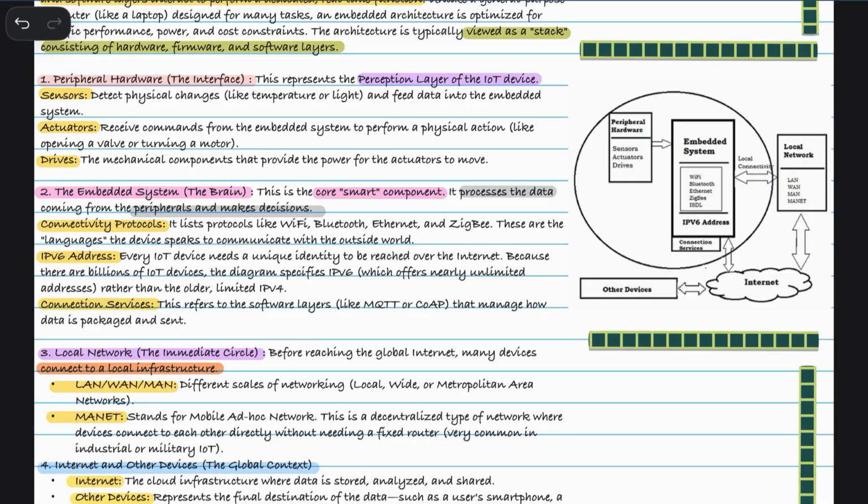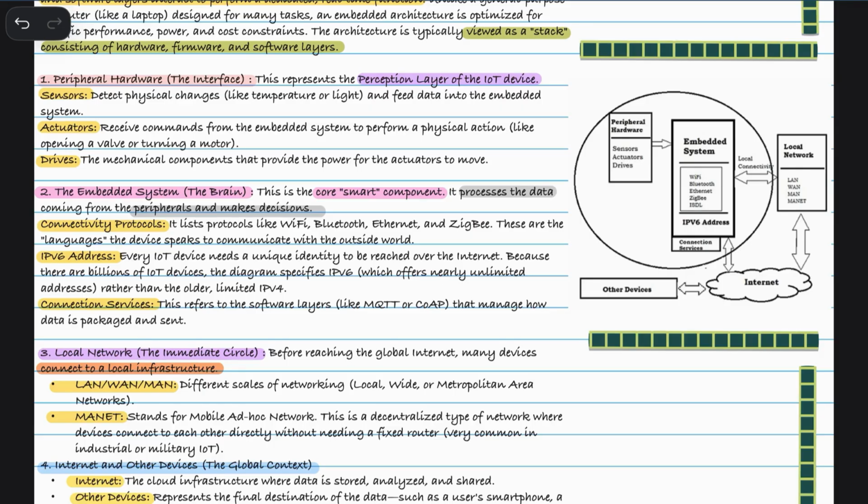Alright, and from the local network, the data hits the global network. So it reaches the cloud infrastructure, right? And where the massive servers store, process, and run machine learning algorithms on the collective data.